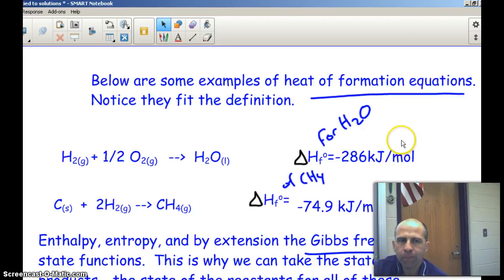If you were to make methane, or natural gas, from its elements, solid carbon, which is the standard state of carbon, and a couple of moles of H2 gas, that makes 1 mole of methane. So that equation fits the definition, and definitely has an enthalpy change. There's some energy change associated with it. But because it fits the definition, that process would define the heat of formation for methane, which is also exothermic, negative 74.9 kilojoules per mole.